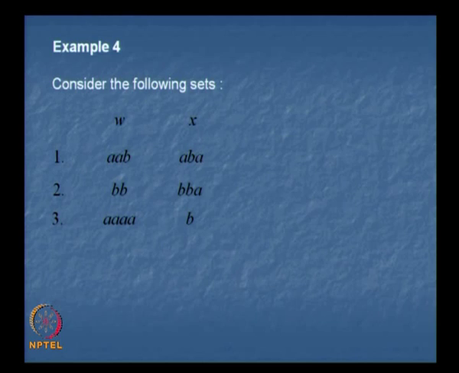Let us consider one more example. Consider the following sets with 3 strings in W and 3 strings in X. If a solution exists here, it cannot begin with 3 because the first symbol is A here and the first symbol is B here. It cannot begin with 1 also because if you start with this, the first symbol is the same, but the second symbols are different. So, if at all there is a solution, it should start with 2.